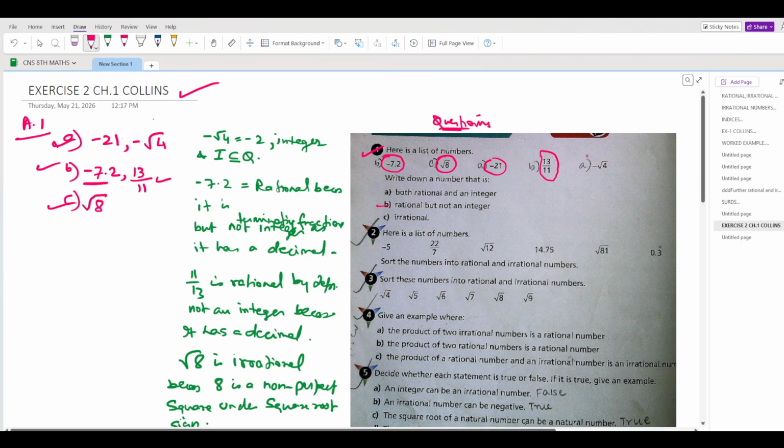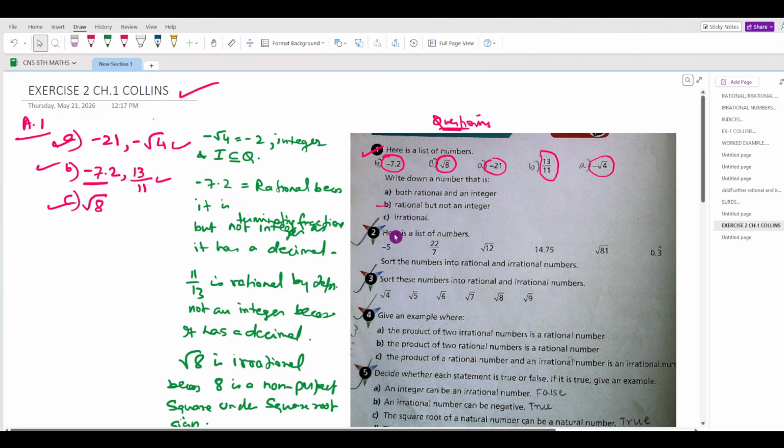And there's one more, that is minus root of 4. Now minus root of 4 is as good as minus 2, because root of 4 is 2, and minus 2 is an integer, and all integers are rational also. So minus root of 4 is an integer as well as rational. So I have put it in category A. All these numbers in the list I have put in proper categories. That was answer number 1.